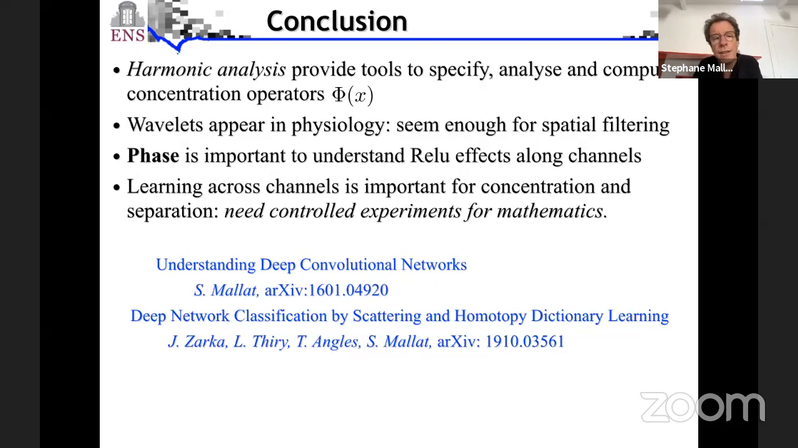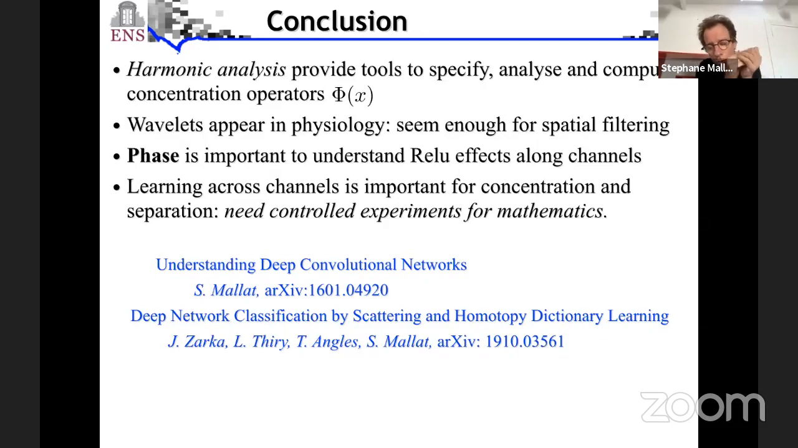What is interesting is this phase phenomenon. It seems very important to understand the effect of ReLU along channels. And phase is something that has been very much discarded in mathematics, in harmonic analysis. Most of research was trying to work out of the amplitude information to threshold, to denoise, and so on. Now, what looks like is that what you learn across channel is extremely important to obtain this concentration and separation that we observe in neural net.